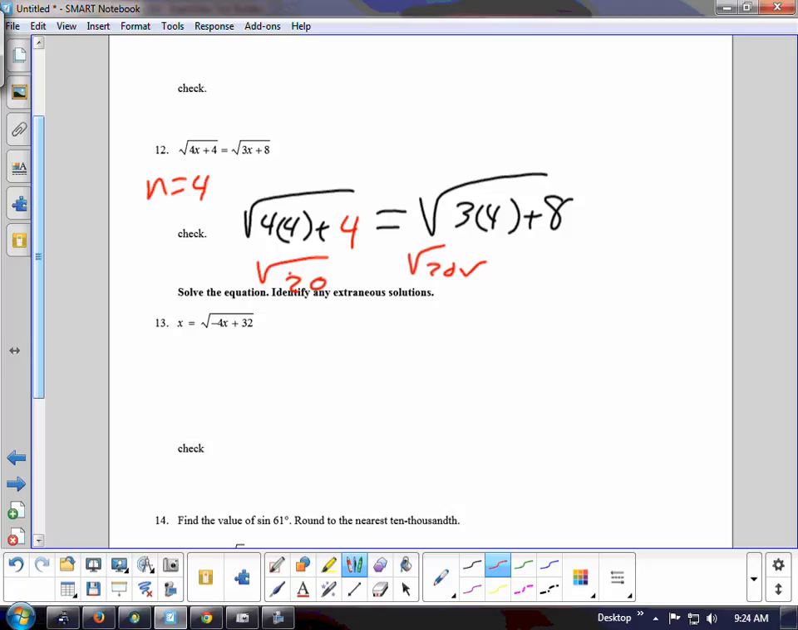Okay, moving to 13, which is probably the hardest question for people to do, or one of the hardest questions. Okay, the square root is by itself, so you can square both sides. So the first step is to square both sides. I'll get x squared equals negative 4x plus 32.